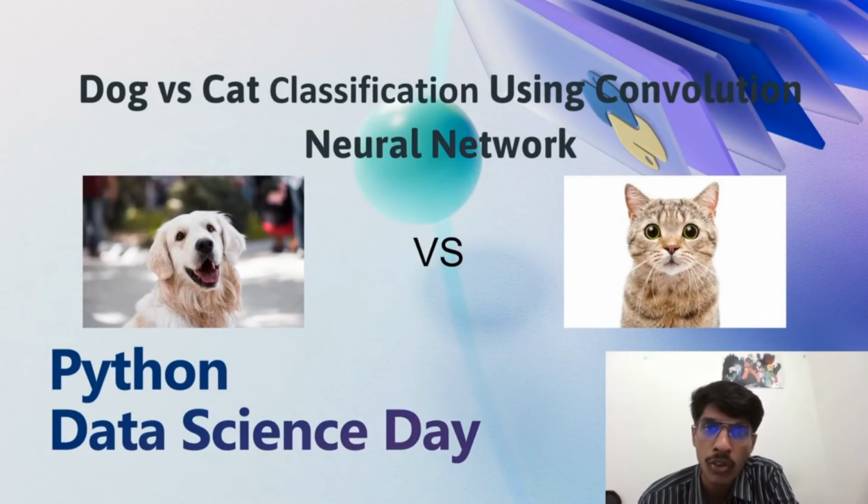The topic of today's session is dog versus cat classification using a convolutional neural network. We would be designing a convolutional neural network and feeding it images of dogs and cats, and the model would predict whether it's a dog image or a cat image.